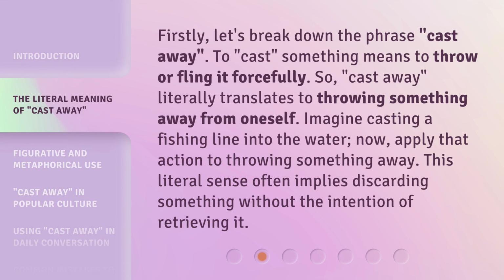Firstly, let's break down the phrase "cast away." To cast something means to throw or fling it forcefully. So, "cast away" literally translates to throwing something away from oneself. Imagine casting a fishing line into the water. Now, apply that action to throwing something away. This literal sense often implies discarding something without the intention of retrieving it.